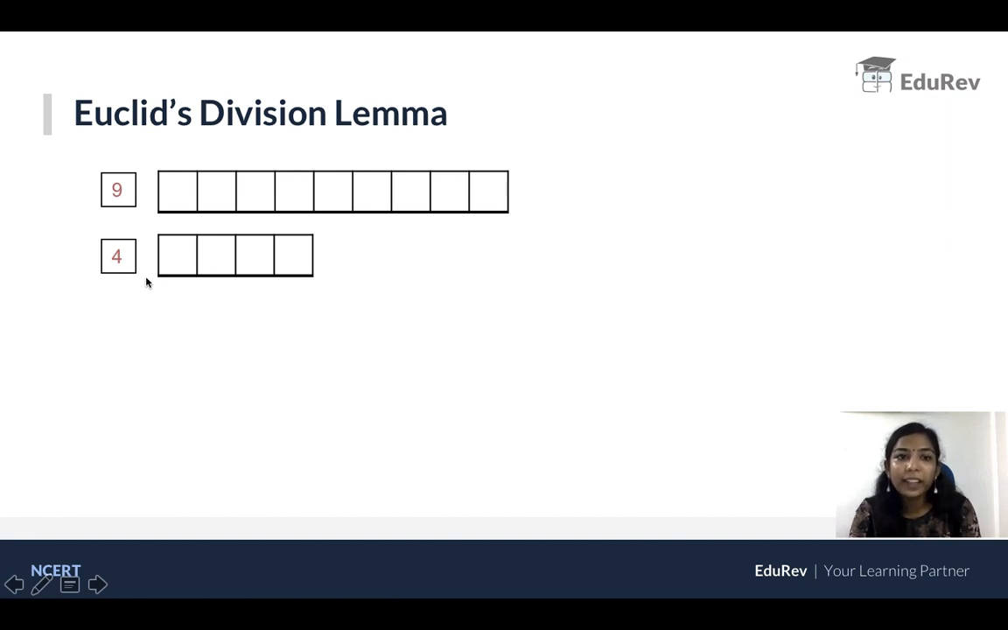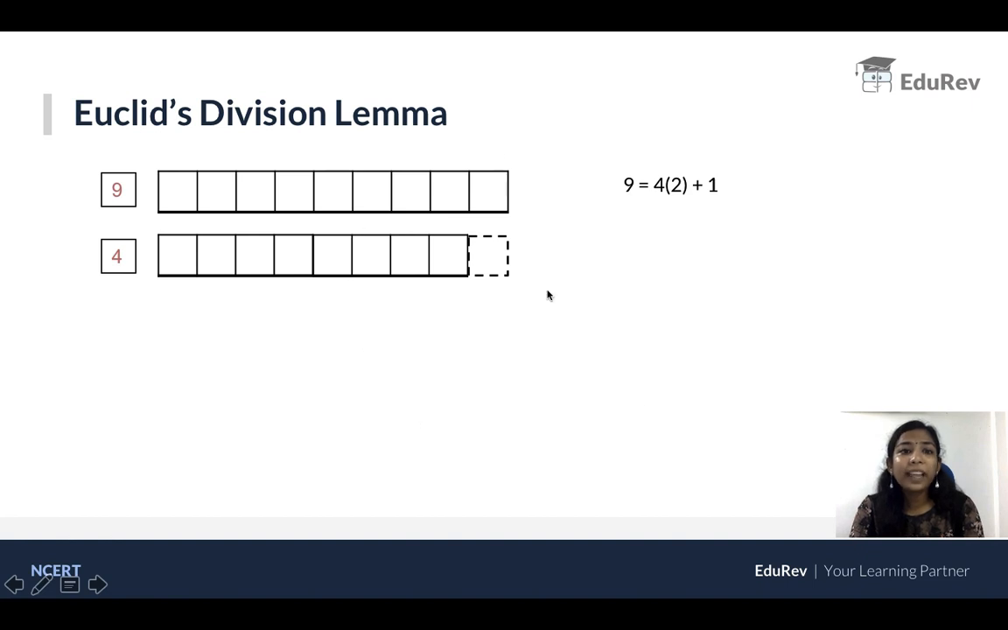The first 4 places I can fill with the first 4-unit block, and the next 4 places, that is 5, 6, 7, 8, I can fill with another block. And what happened to the last place? It is not filled by a 4-unit block. So if I put the same example in terms of division, the number of 4-unit blocks used is nothing but the quotient. And the number of units in 9 that are left unfilled by 4 is called the remainder.